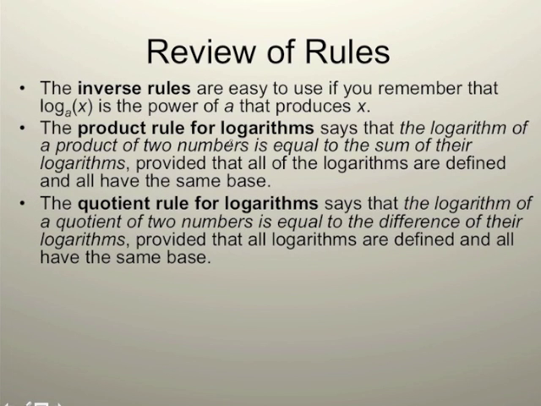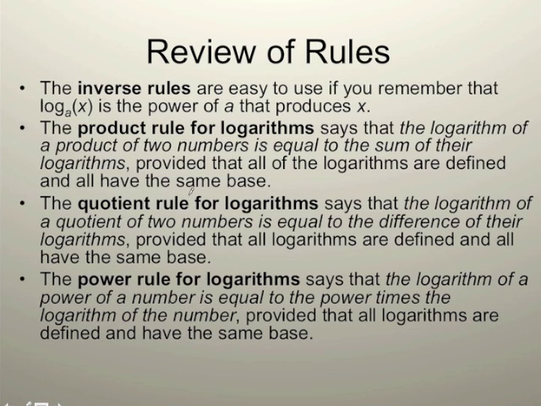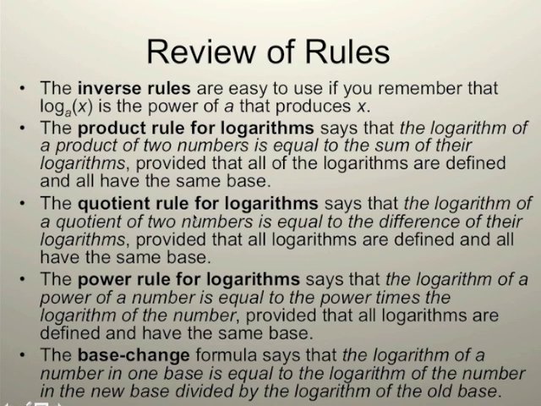The quotient rule says the logarithm of the quotient of two numbers is equal to the difference of their logarithms, provided all the logs are defined and all have the same base. The power rule says that the logarithm of a power of a number is equal to the power times the logarithm of the number, provided that all the logarithms are defined and have the same base. And the change of base formula says the logarithm of a number in one base is equal to the logarithm of the number in a new base divided by the logarithm of the old base.